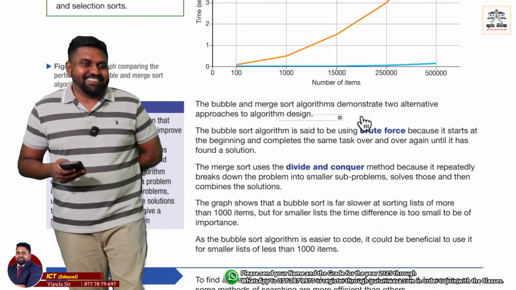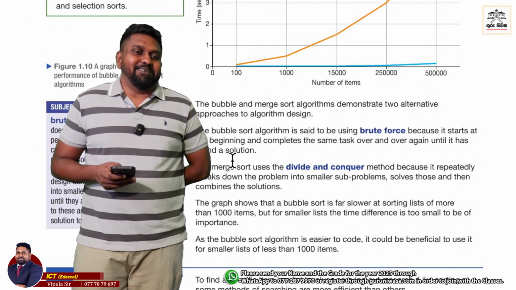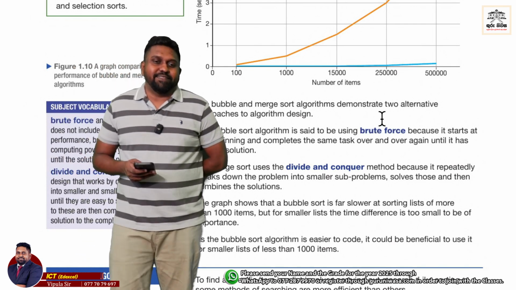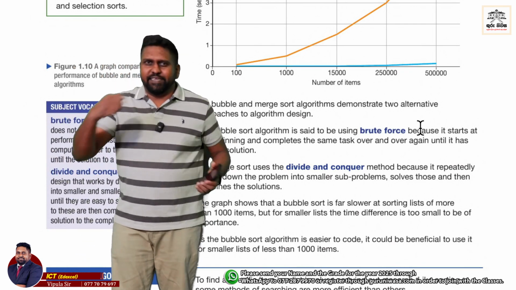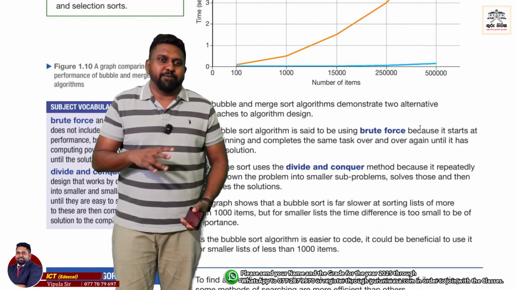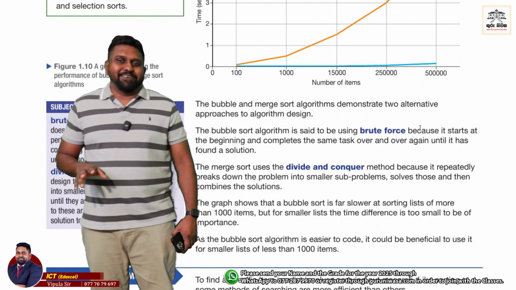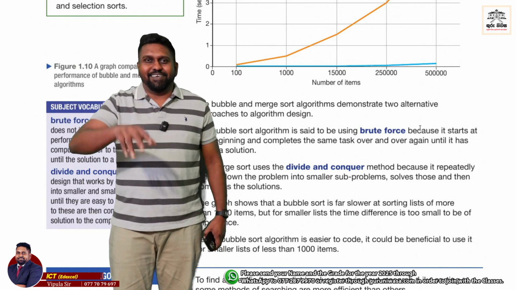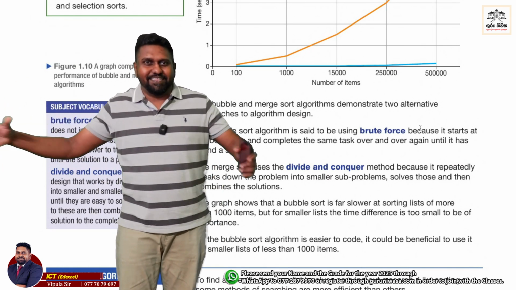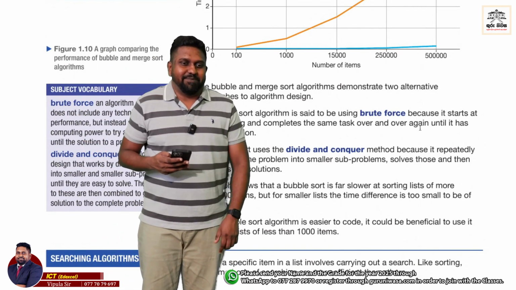There are two words in this. We call bubble sort brute force, and we call merge sort divide and conquer. We call it brute force because it starts from the beginning and keeps on going until the end. It keeps on swapping, and it goes through multiple items. But merge sort is something different. They divide and sort, divide and sort, divide and sort, and then they merge everything together.